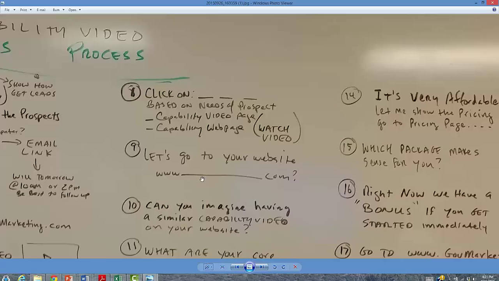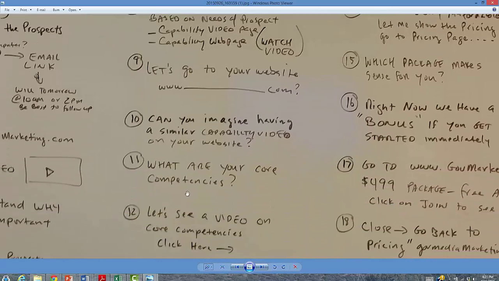Step number 9, after you show them the video, you're going to say, let's go to your website. Whatever their website is, it might be abccorporation.com or the name of the company that you're talking to, the prospect. And then you ask, can you imagine having a similar capability video on your website? And that's a question you want to kind of poke at them a little bit, right?